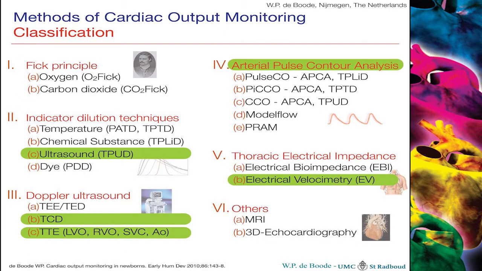There are several methods of cardiac output measurement: the Fick principle, indicator dilution technologies, Doppler ultrasound, arterial pulse contour analysis, thoracic electrical impedance, and others such as MRI or three-dimensional echocardiography. I'm going to focus on these 5 methods of cardiac output measurement, since these have been validated, been researched in the neonatal population.